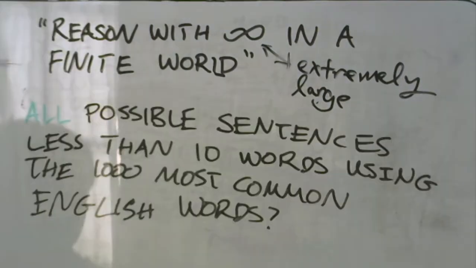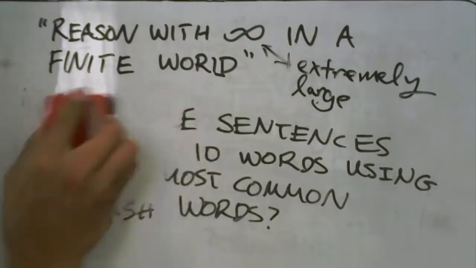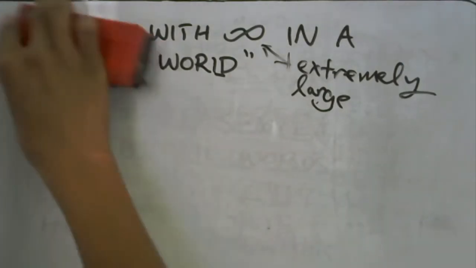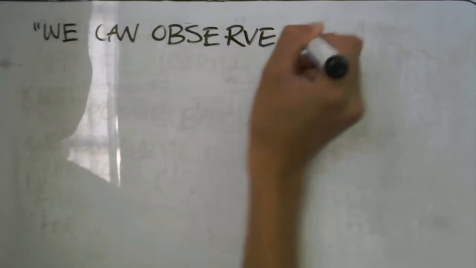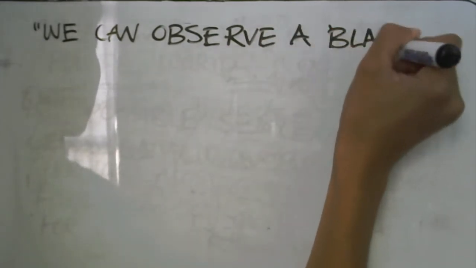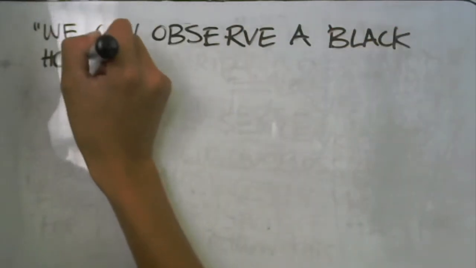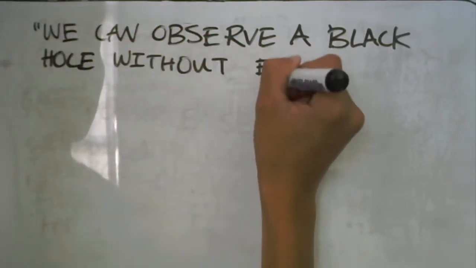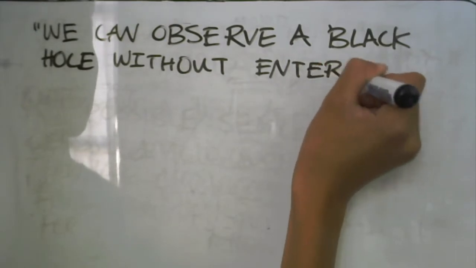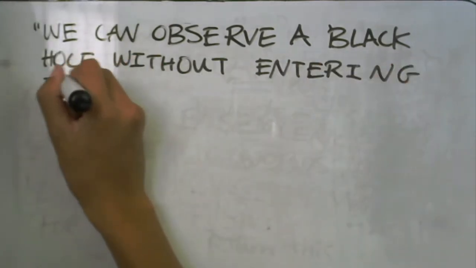The third slogan that I have, the third and final slogan for lazy evaluation, is that we can observe a black hole without entering it. Now, what do I mean by this? So, a black hole, as you might know, is an extremely dense object in space. And if we move past what's called its event horizon, if we move close enough to it, then nothing in the universe can escape, not even light, because the gravitational force is so strong within that event horizon.